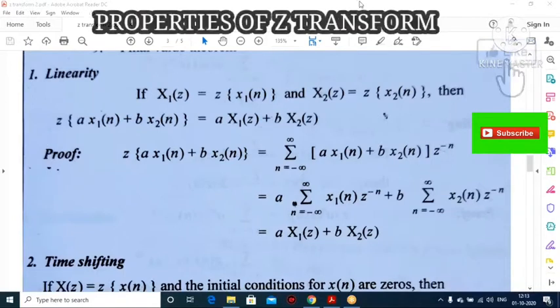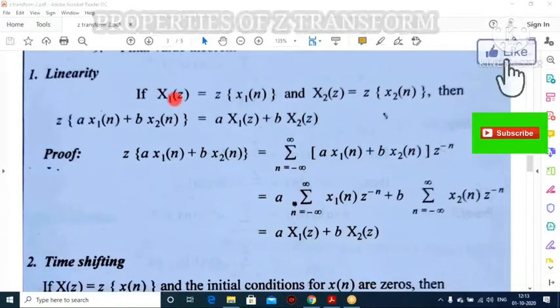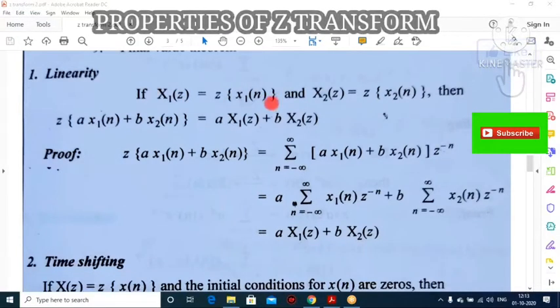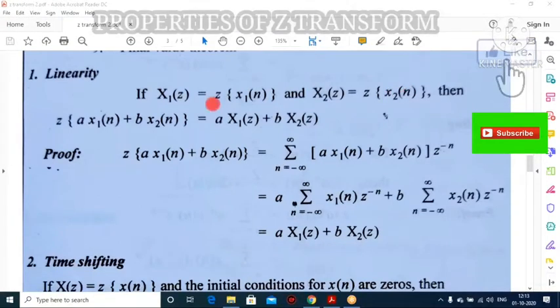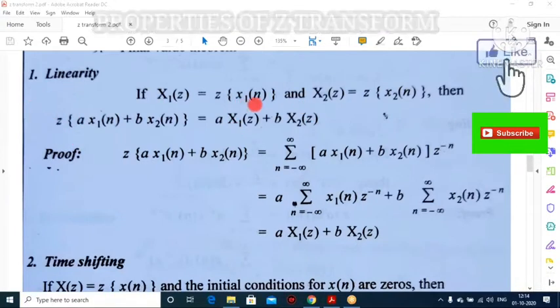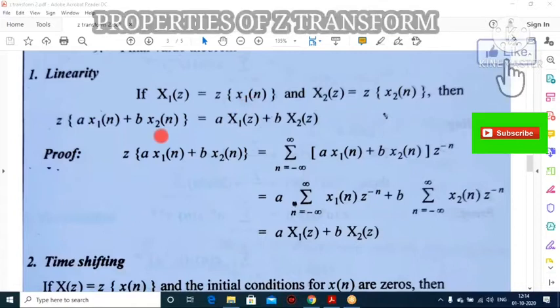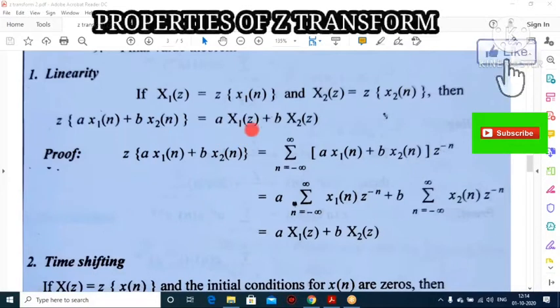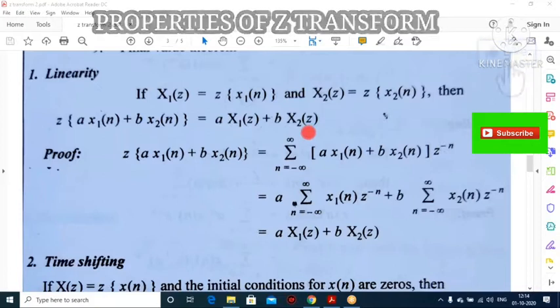If X1(z) equals the Z transform of x1(n), and similarly X2(z) equals the Z transform of x2(n), this statement is common for all. Then the property, which you should remember: the Z transform of a x1(n) plus b x2(n) is equal to a X1(z) plus b X2(z).